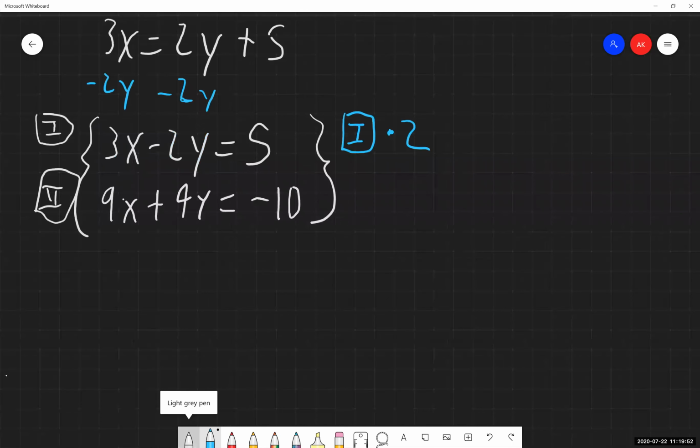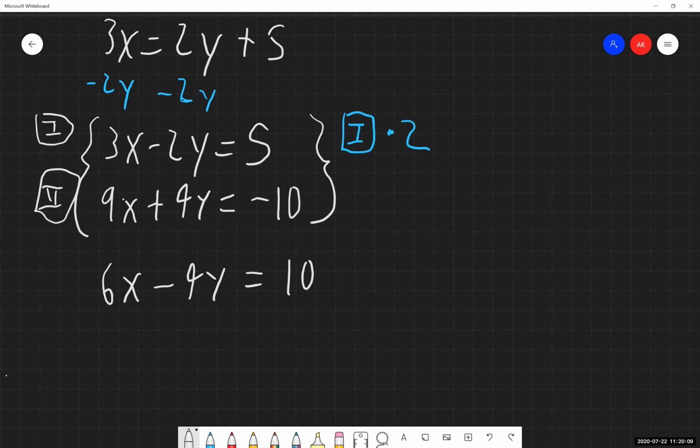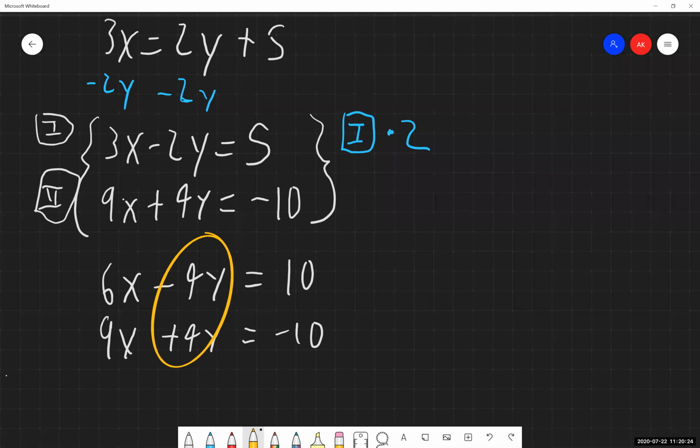We'll get to why we're going to use 2 here in our result. So every single term in equation 1 is going to be multiplied by 2. It's going to give me 6x minus 4y is equal to 10. And our second equation, nothing is happening to that one. We're just leaving that one as it is. So now we can see that with our y variables, I now have additive inverses as the coefficients. They are the same value, but they have opposite signs from one another, which is the main thing that we need to do for step 2.